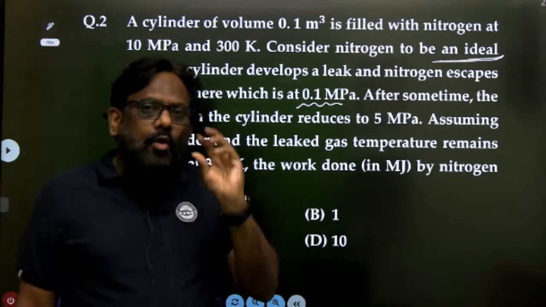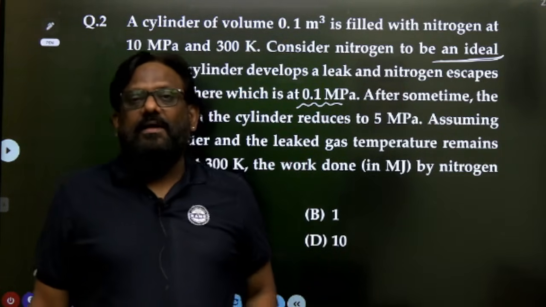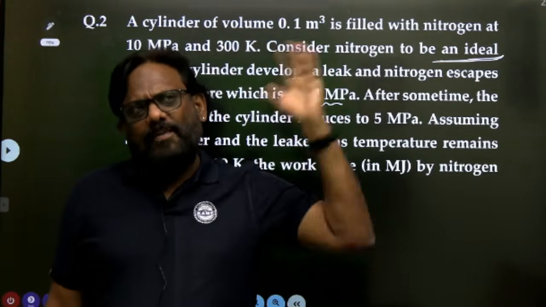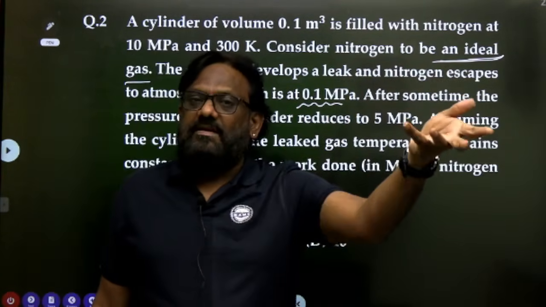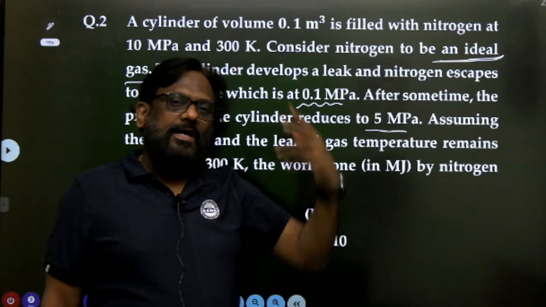And now, वो क्या कर रहा है कि वहां पे एक लीक डेवलप हुआ and nitrogen is escaping from the container. तो कहां जा रहा है वो? एटमॉस्फेयर पे जा रहा है. तो जब वो एटमॉस्फेयर जा रहा है तो प्रेशर रिलीज होगा सिलेंडर के अंदर. So initially the pressure was 10, now finally the pressure is 5 megapascal. Where is that nitrogen going? It is going to atmosphere.